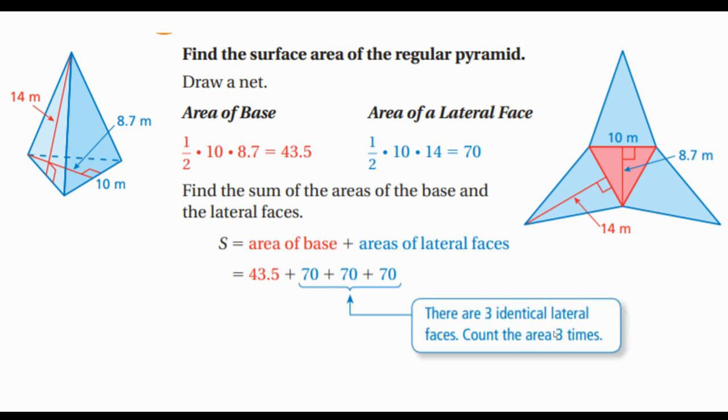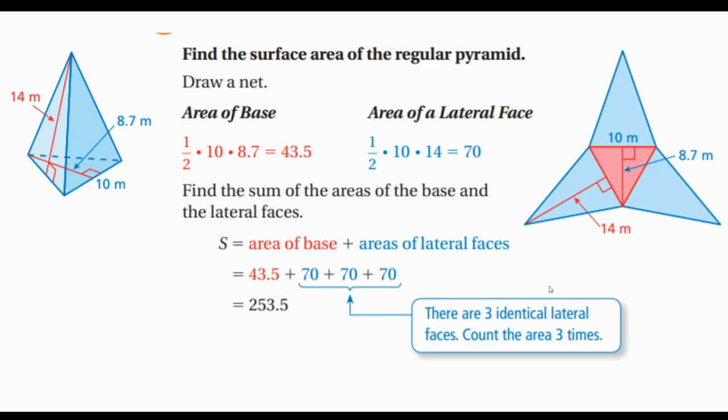So remember, there are three identical lateral faces. So count that area 3 times. That's why we have those three 70s. And then add all four numbers together, and you get your surface area then of 253 5/10 meters squared for this triangular pyramid.